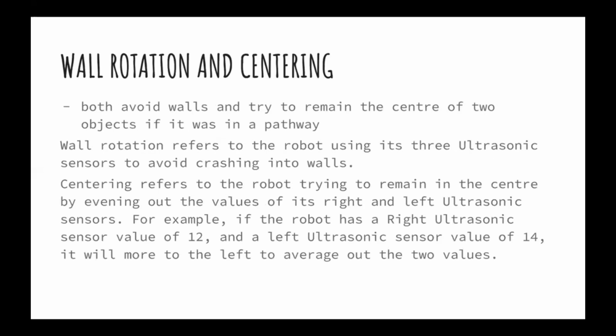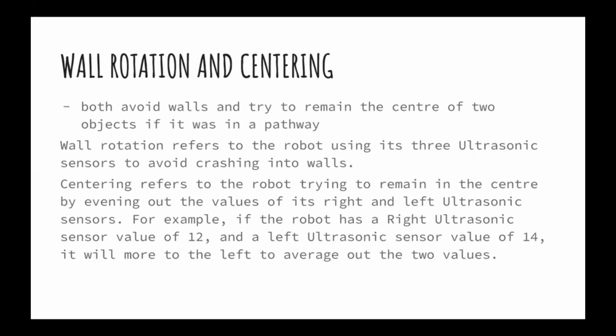Wall rotation and centering. We coded the robot to both avoid walls and try to remain at the center of two objects if it was in a pathway. Wall rotation refers to the robot using its three ultrasonic sensors to avoid crashing into walls.